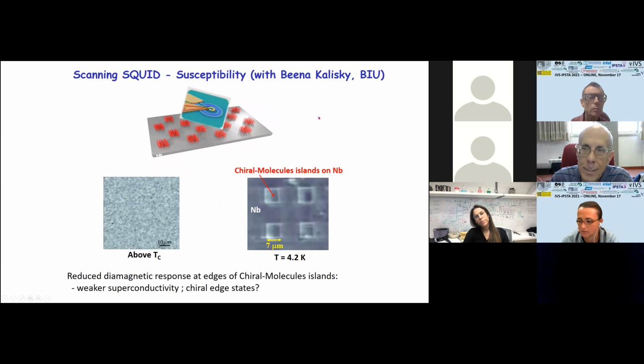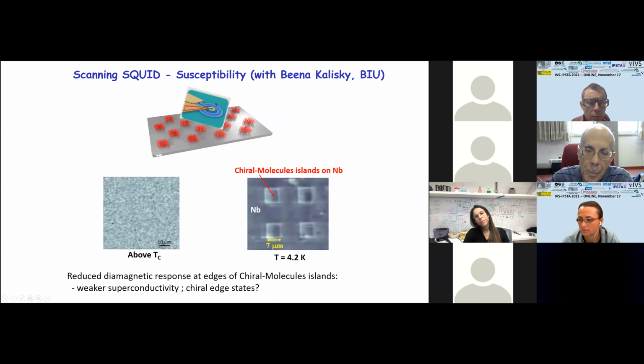So what we turn to next is we joined with Beena Kalisky from Bar-Ilan University, and we performed scanning SQUID measurements. And we did see on the edges reduced magnetization, or reduced diamagnetic response, at the edge of the chiral molecule islands. And again, this can be related to weaker superconductivity, chiral edge states. But the next thing that we'll try to do is just to follow what was done in the group that was presented by Nuri, and to also look with atomic spectroscopy at possible edge states.